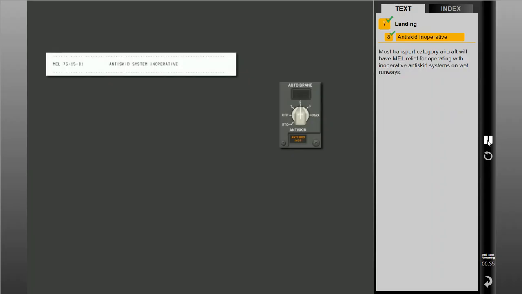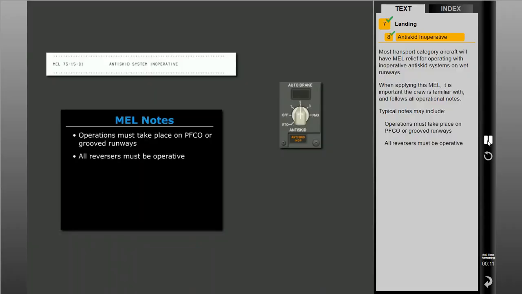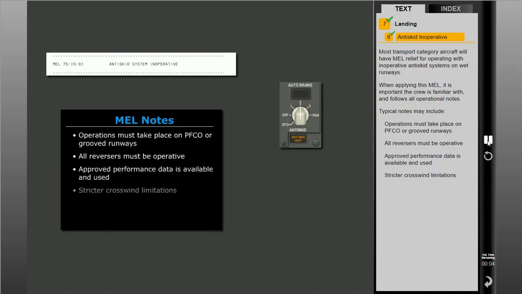Most transport category aircraft will have MEL relief for operating with inoperative anti-skid systems on wet runways. When applying this MEL, it is important the crew be familiar with and follow all operational notes. Typical notes may include: operations must take place on PFCO or grooved runways. All reversers must be operative. Approved performance data is available and used. And stricter crosswind limitations.